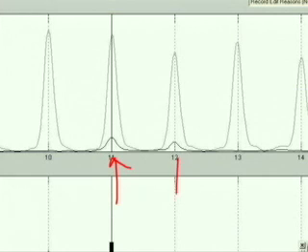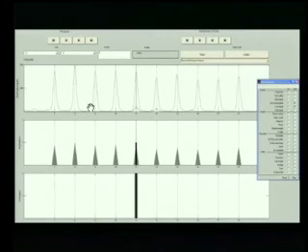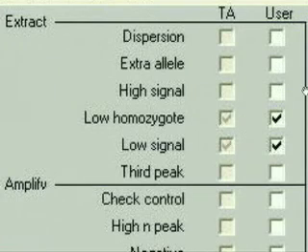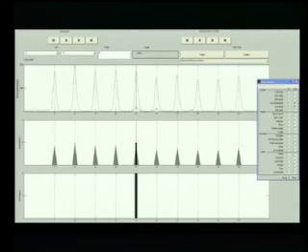So if we blow up this region here in the top panel, you can see that actually 2 peaks are present and visualized underneath the allelic ladder. Once again, what has occurred here is that the peak heights are so low, the rules have fired. It has called it a low homozygote and a low signal, but the rule has fired such that it brings it to the attention of the analyst.